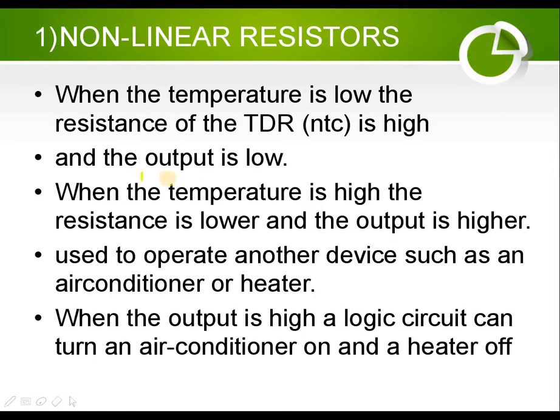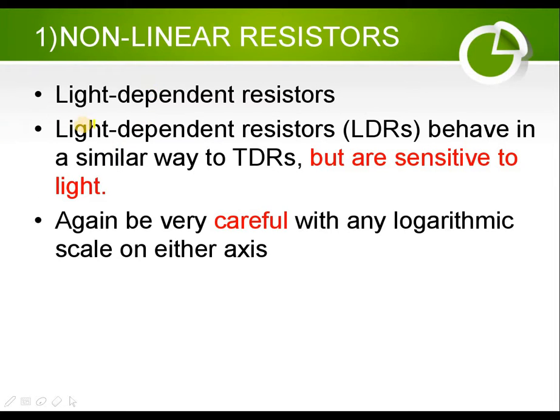The circuit can be used to operate another device such as an air conditioner or heater. When the output is high, a logic circuit can turn an air conditioner or a heater on and off. A variable resistor placed with the fixed resistor could allow some sort of temperature control when it is switched on and off. For example, with thermostats, we can set the temperature we require, in the air conditioner's case.